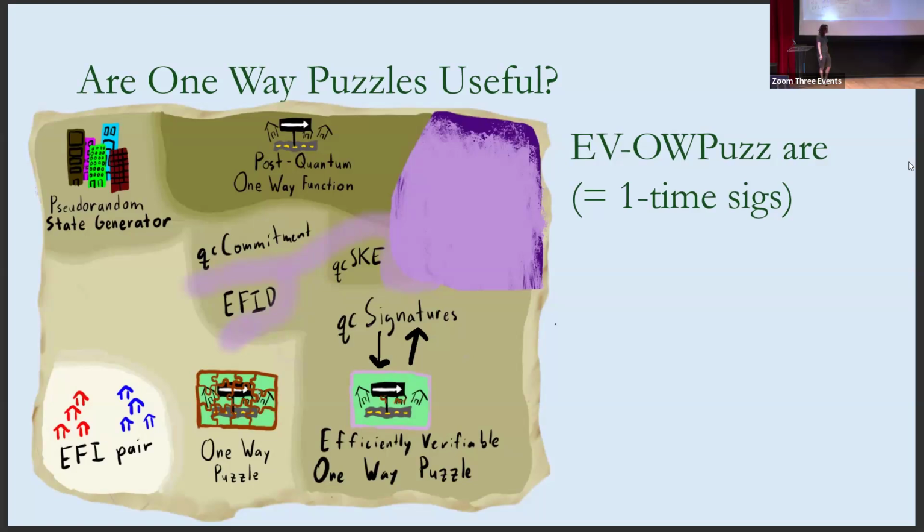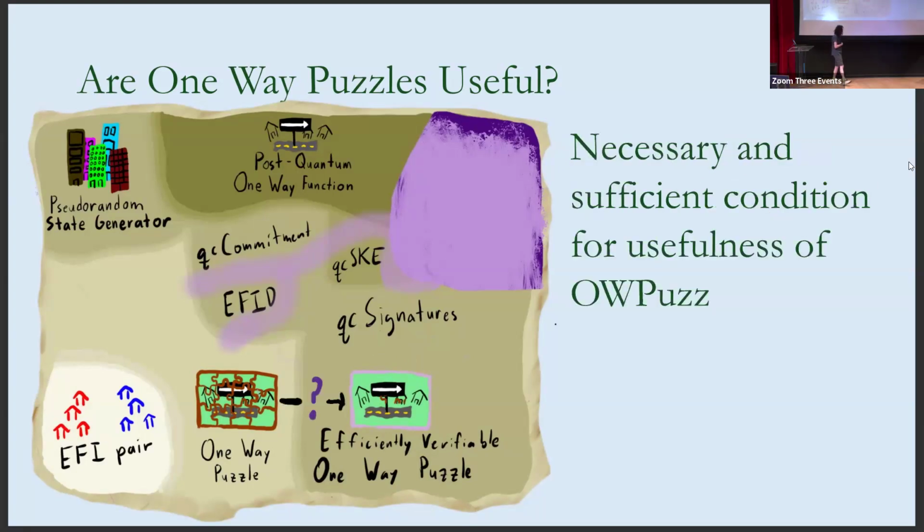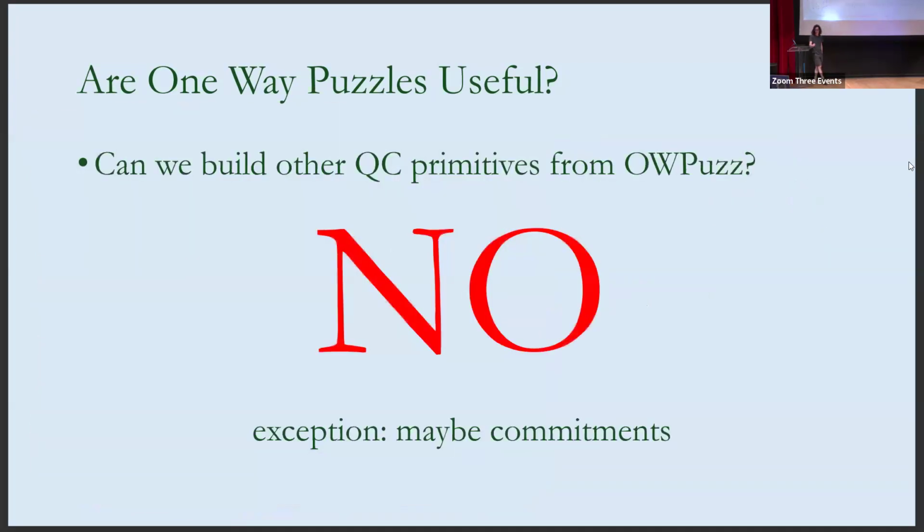Okay. And so what do these two facts mean for normal one-way puzzles or inefficiently verifiable one-way puzzles? Well, they say that essentially it's a necessary and sufficient condition for one-way puzzles to be useful to have one-way puzzles imply efficiently verifiable one-way puzzles. So if we want one-way puzzles to be useful, we should really have this. And do we have this? No. No, we do not have this.